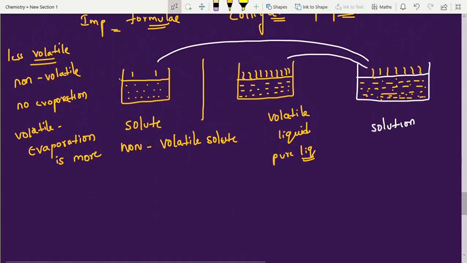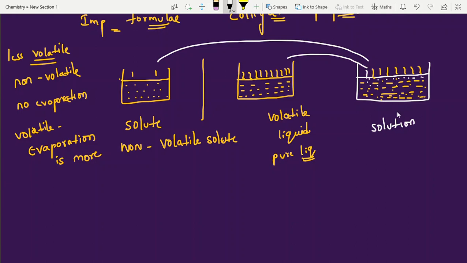See here, what happened? Vapor pressure in the solution case is less when compared to the solvent. In the pure liquid state, vapor pressure is more. It is a volatile liquid, and to this volatile liquid I added a non-volatile solute. The non-volatile solute is not ready to vaporize, not ready to escape into the vapor state. At the same time, it is not giving space to the solvent also. It is on the surface, and it is not giving space to the liquid. So that's the reason your liquid's vapor pressure decreases.